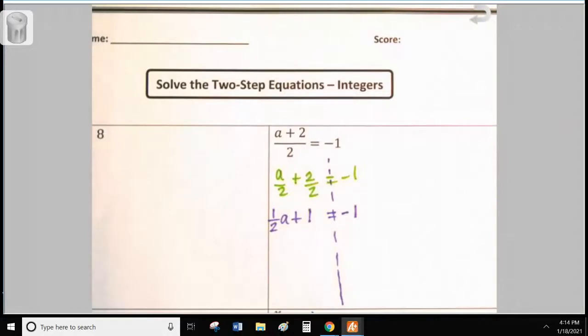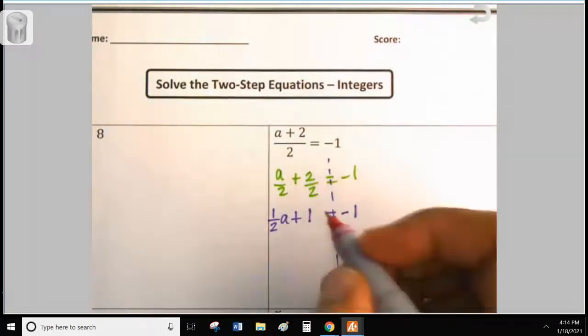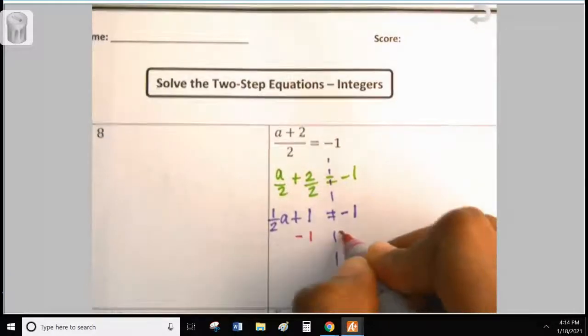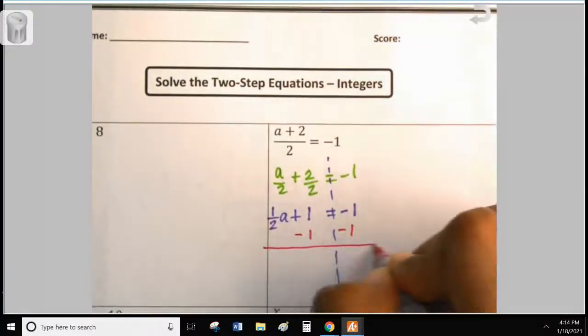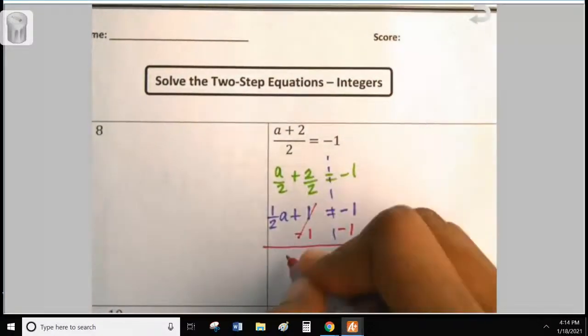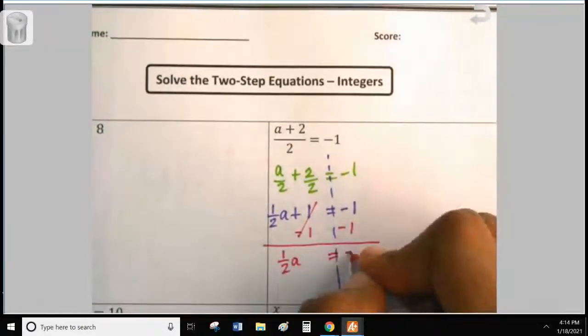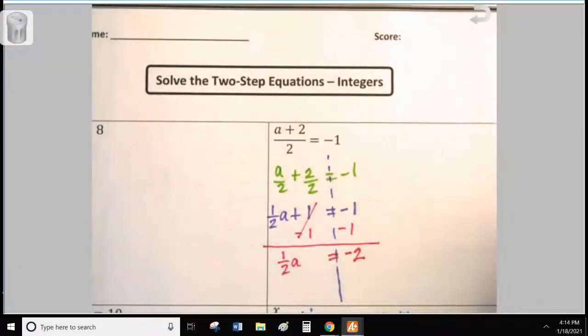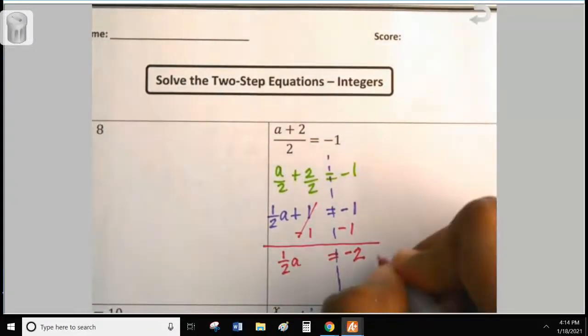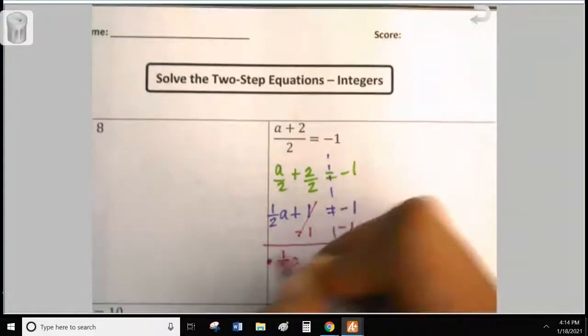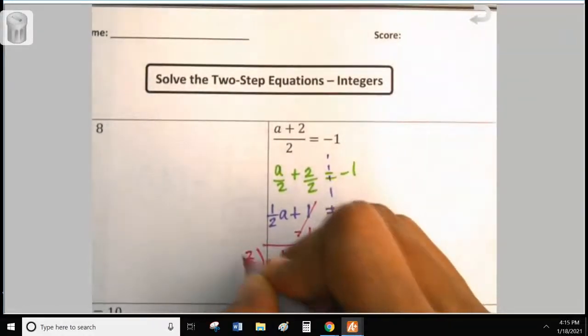Because we can solve it like we've always solved it. What's the first thing I want to get rid of? The positive 1 by subtracting 1 from both sides. Okay, this will become 0. I'm left with 1/2 a is equal to negative 2. We want to do the opposite of division, which is multiplication. So I'm going to multiply both sides by the reciprocal of 1/2, which is 2 over 1.